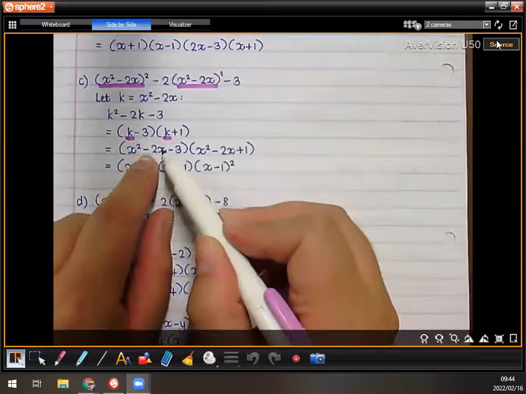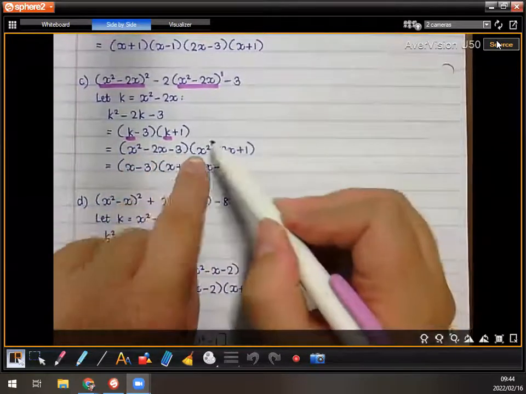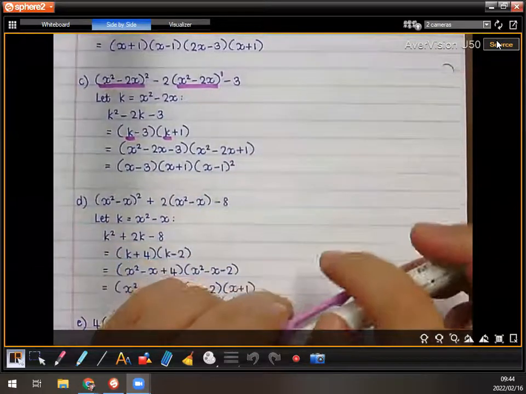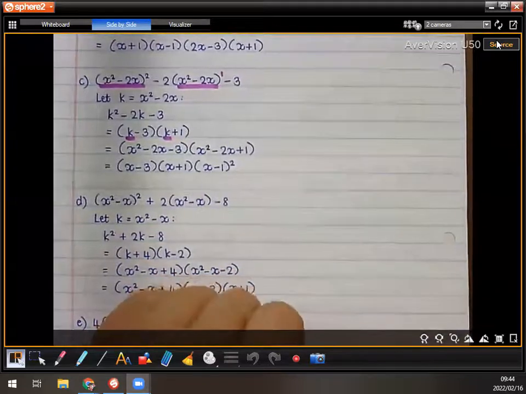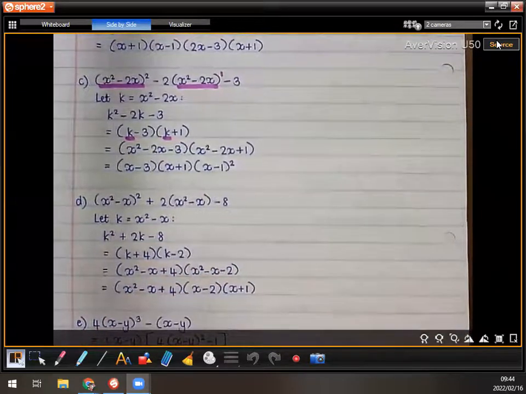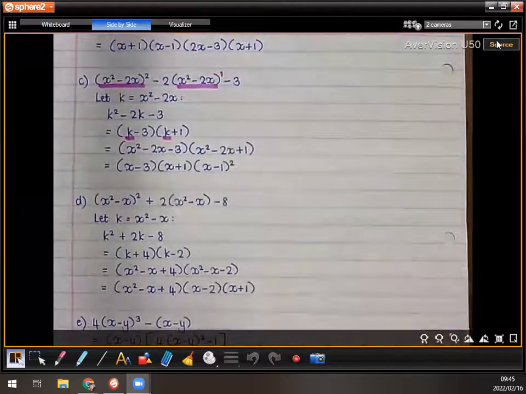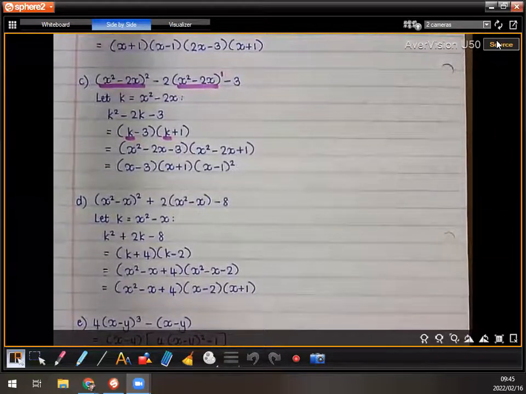Now, so x squared minus 2x minus 3 and x squared minus 2x plus 1. And now, guys, unfortunately, we had to factorize that again, both of them, because they were now both trinomials again.